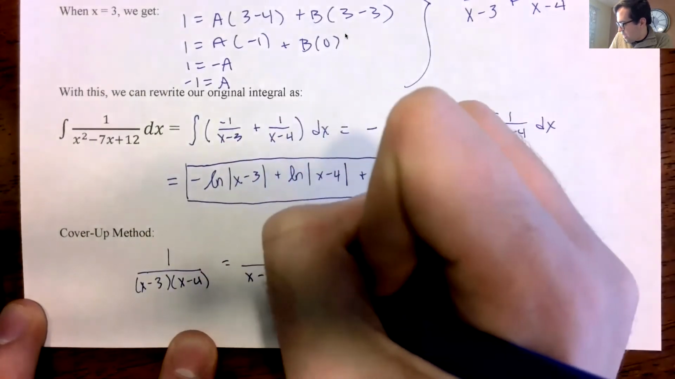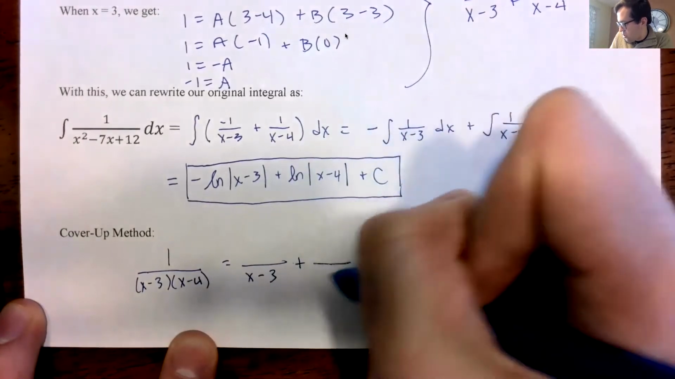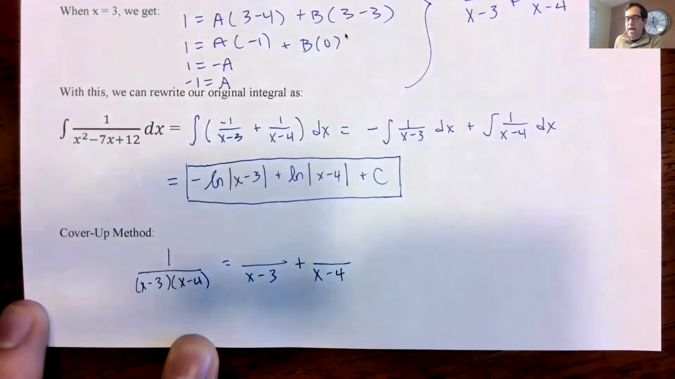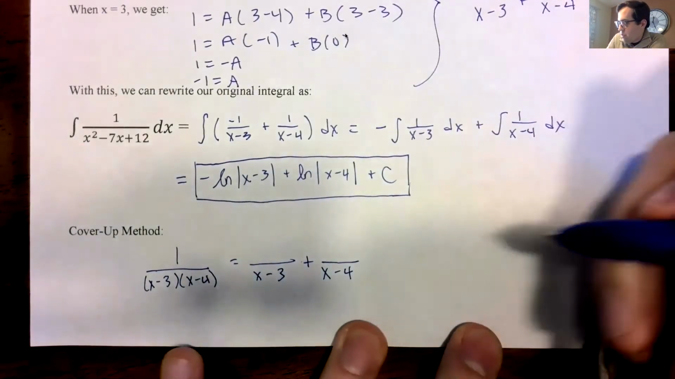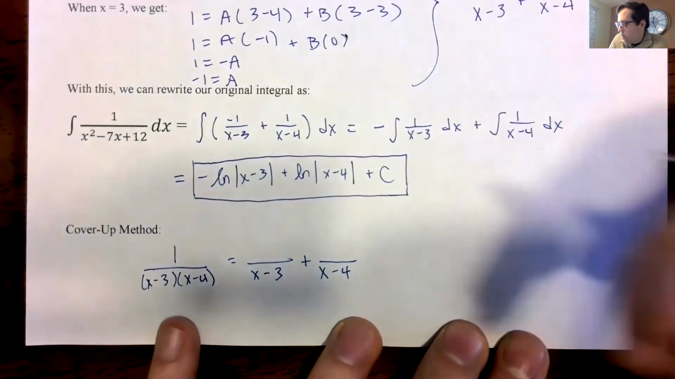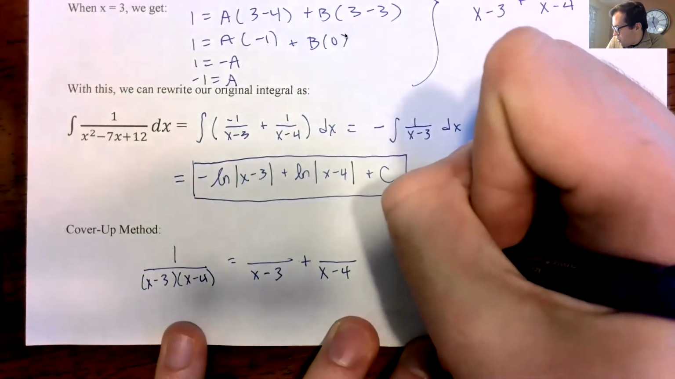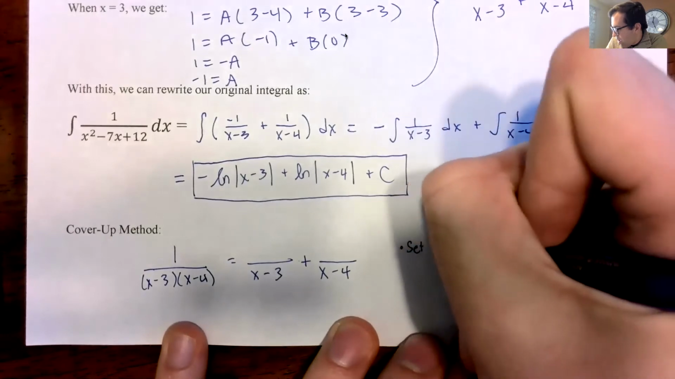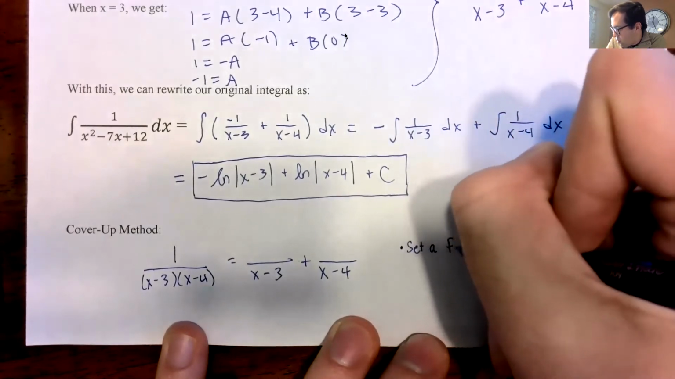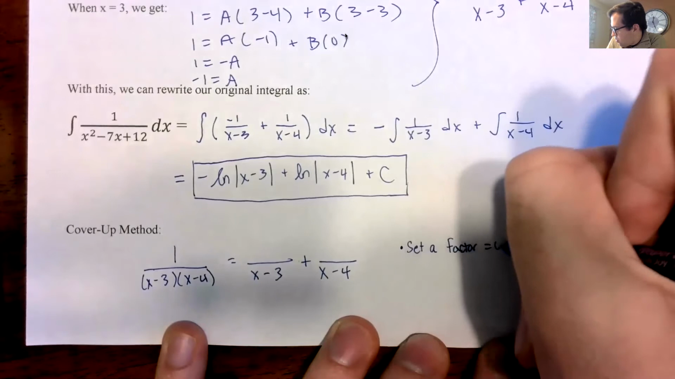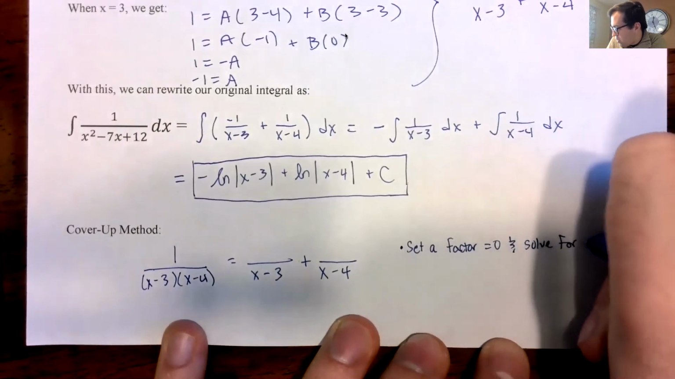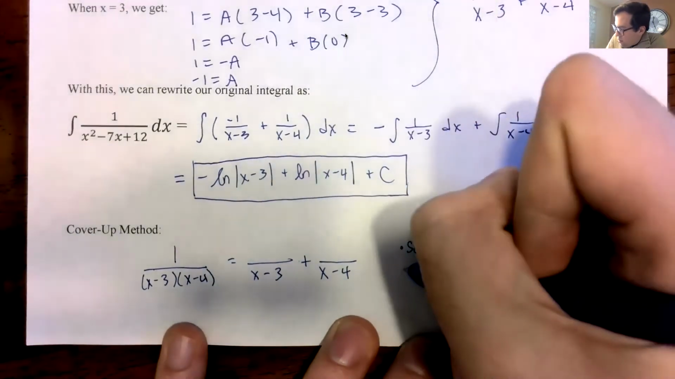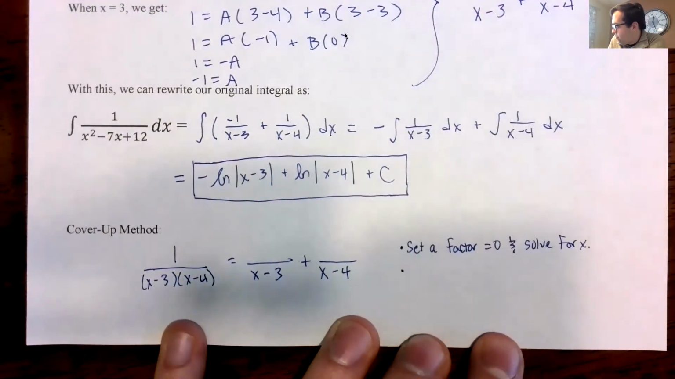So I'm going to just set up our partial fractions without writing the A and the B in the numerator. So it looks like that. And here's what we do. I'm going to write out the steps over here so that you can follow them again later when you come back and look at your notes. So what we do is we set a factor equal to 0 and solve for x. That part is kind of similar to finding the convenient x values.